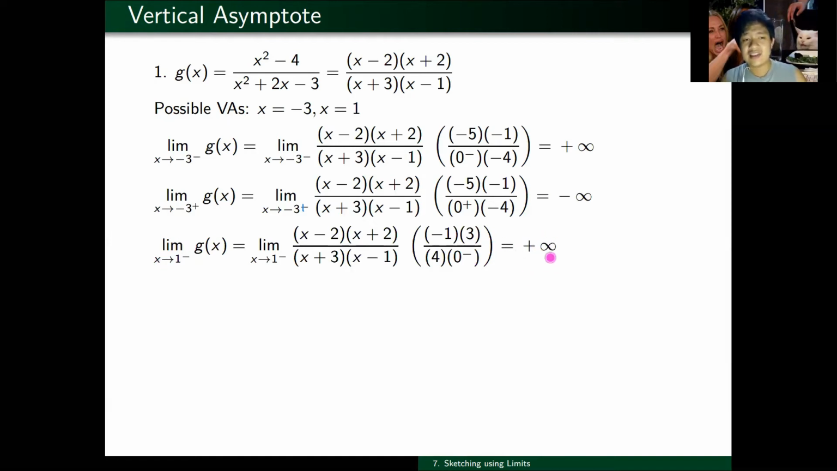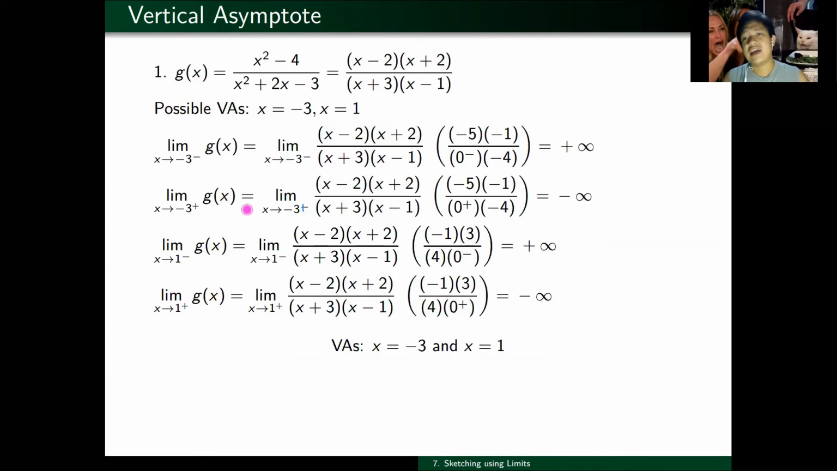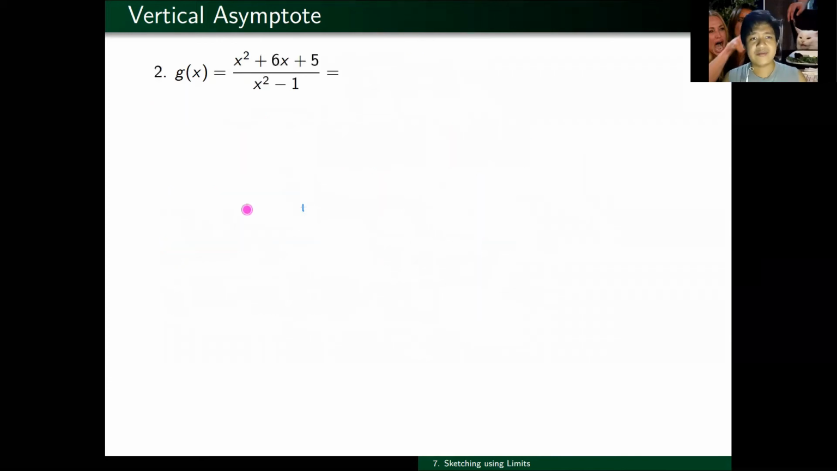But again, I still want to compute yung limit from the right, although hindi naman na kailangan in this given, gawin pa rin natin. So if I compute this limit, if I plug in 1, everything remains the same except this part nagiging 0 plus lang po siya. Kasi 1 from the right na siya. So I get negative, positive, positive, positive. I get negative here. Okay? So vertical asymptotes are x equals negative 3 and x equals 1. Okay. So far, so good. Now let's try a different given.